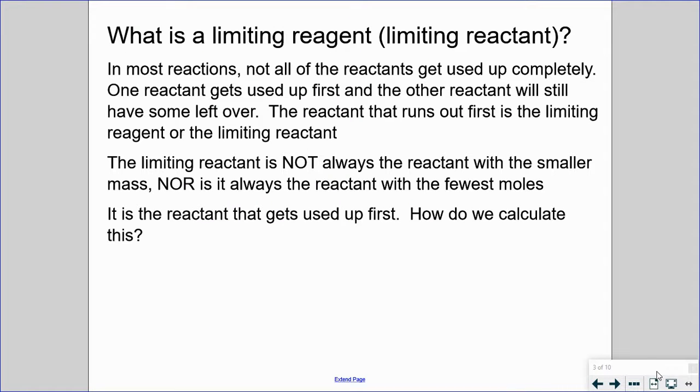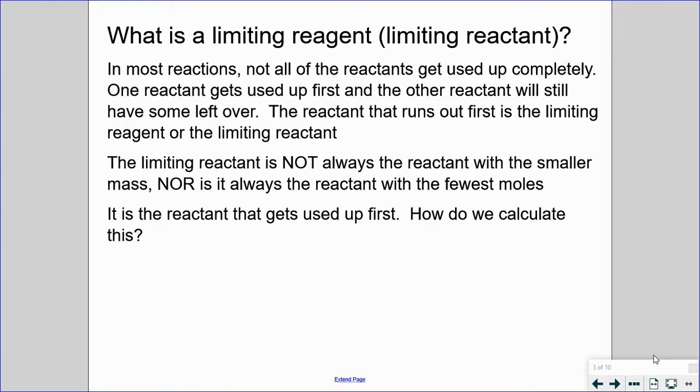So what is the limiting reagent? You have to think of this in terms of chemical reactions. When you mix two reactants together, the chances that you have the exact proper amount of both reactants is almost zero. Usually you have one of the reactants getting used up first, and the other reactant will have some left over. The reactant that runs out first is called the limiting reagent or the limiting reactant.